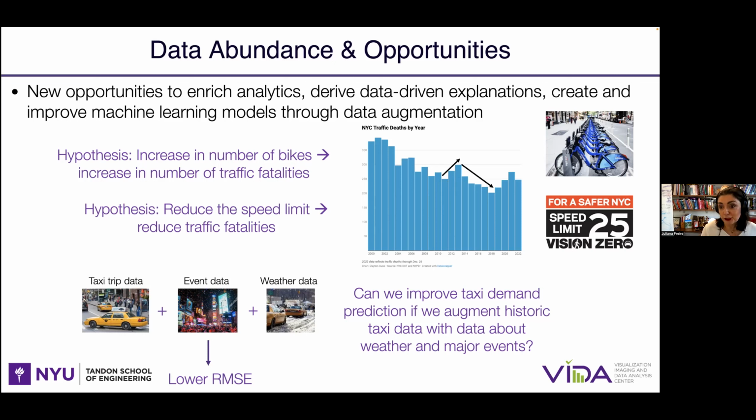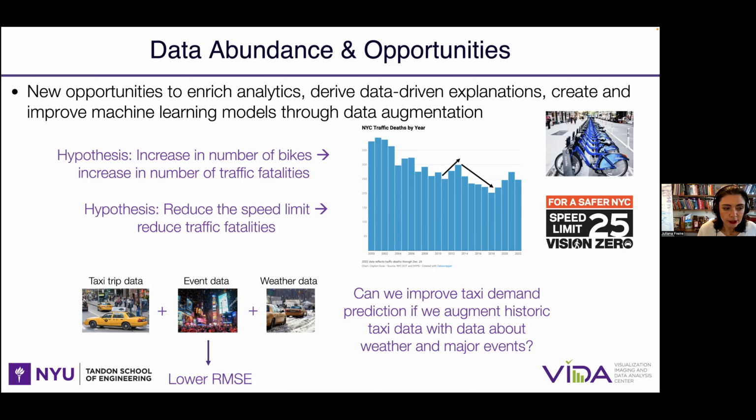Right. If data is out there, you can discover data and try to use this data to explain, or to prove or disprove your hypothesis. And then in 2014, as part of the Vision Zero initiative, there was a decrease in the speed limit in New York City. And as we can see here, there was a decrease in the number of fatalities, right? Is it the case that it was the reduced speed limit that actually reduced the number of fatalities? And again, we can discover and use data to try and study or prove or disprove this hypothesis.